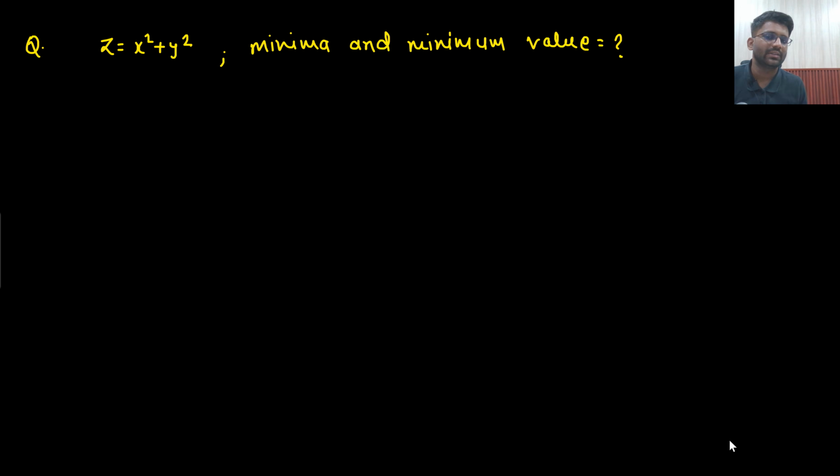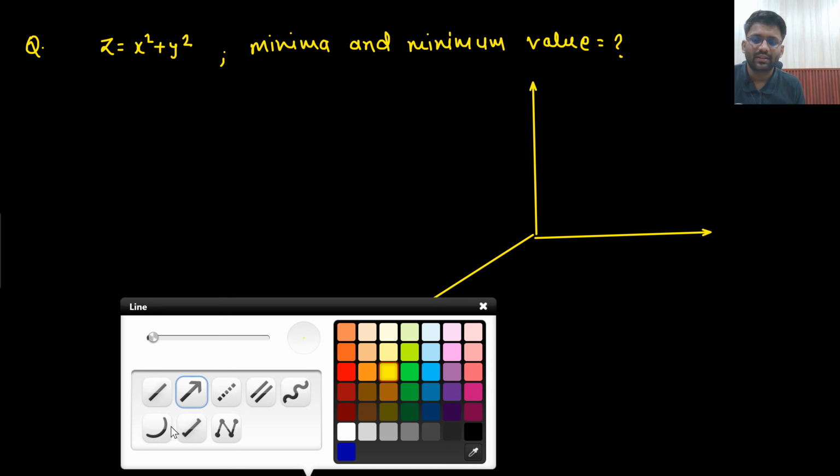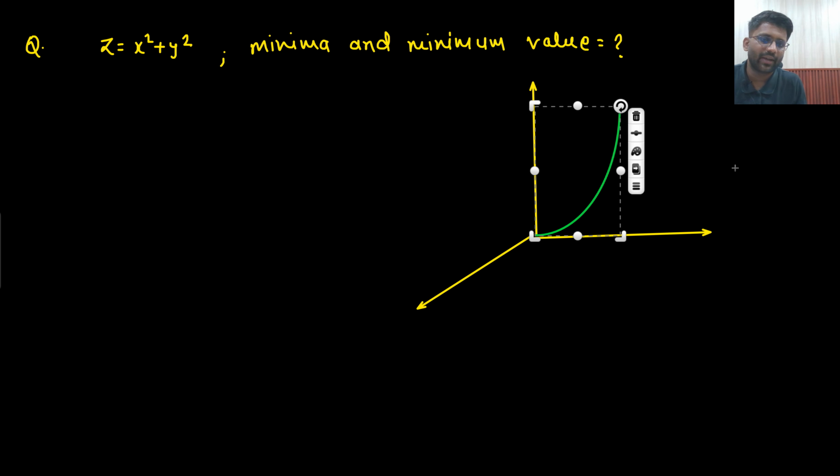Z equals x square plus y square. Find the maximum and minimum value, the point of minima and maxima, that you need to find. First of all, can you draw the graph of this? Z equals x square plus y square. Have we seen the graph? Absolutely, sir. It will be a paraboloid, an elliptical paraboloid.